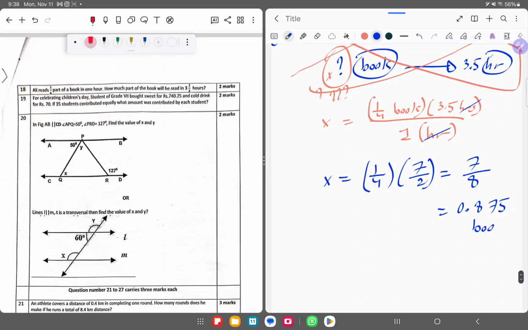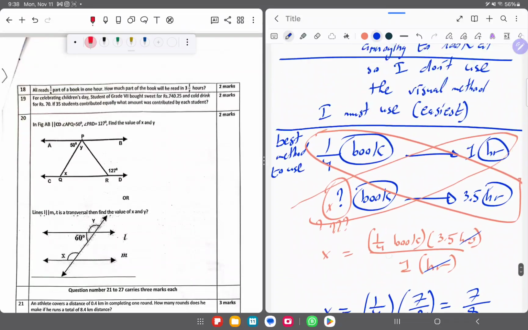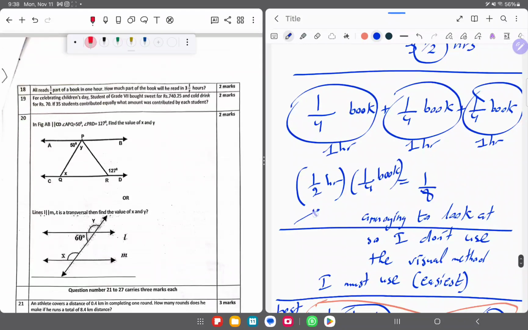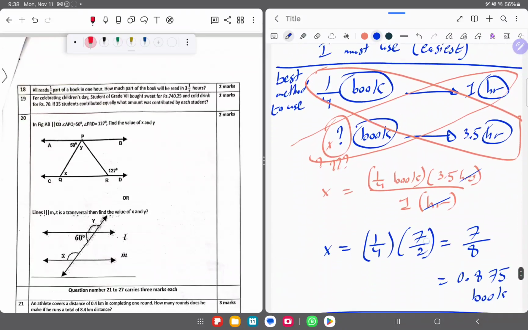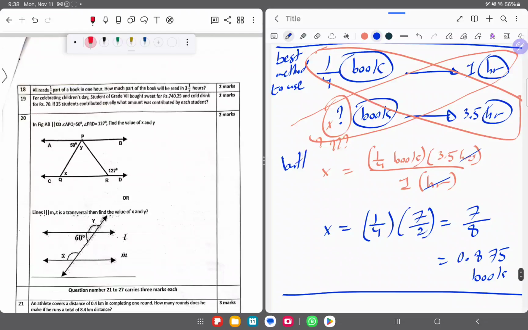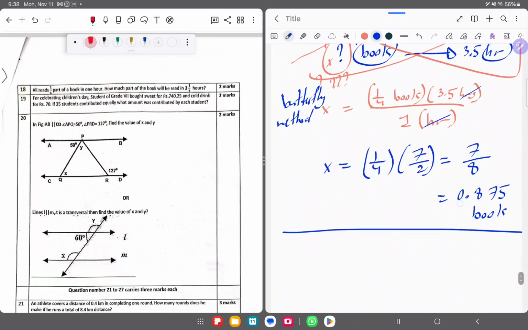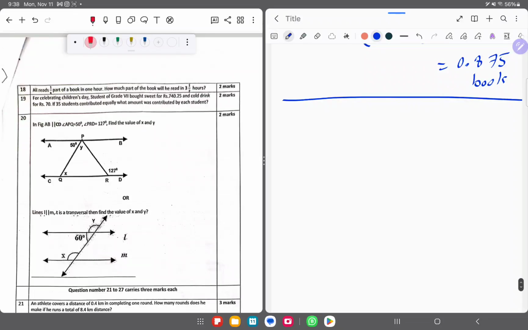This is how much of the book they have read. So it's very annoying to look at the last one here. So that's why we always use the butterfly method. Okay. Next, audio.